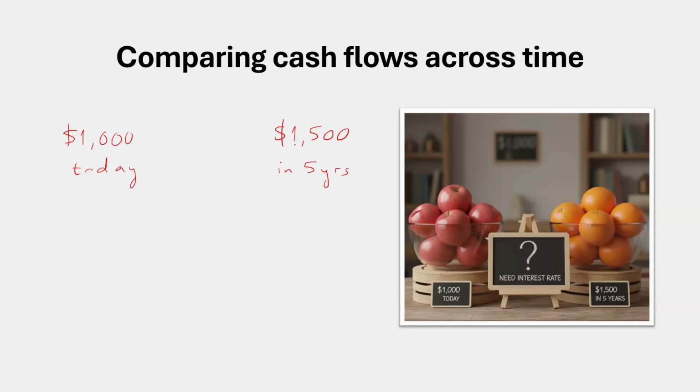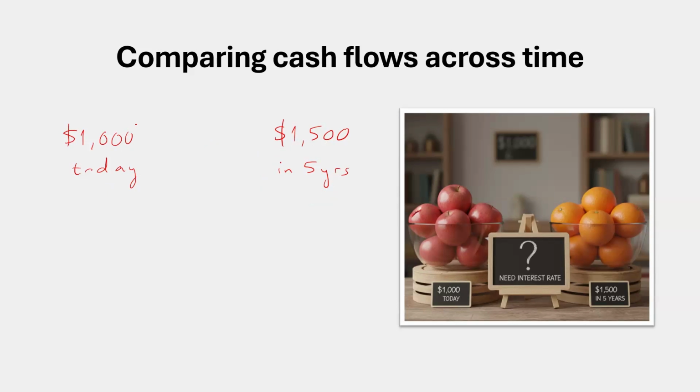You can't simply say that, oh, 1,500 is a lot bigger than 1,000, so I go for 1,500. That wouldn't be a fair comparison, because cash flows at different points in time are like apples and oranges. What we need is the interest rate to be able to make this comparison. So with the interest rate, we have basically two choices.